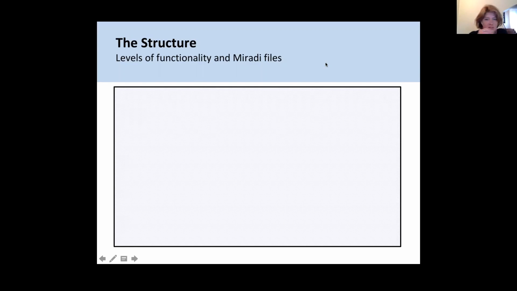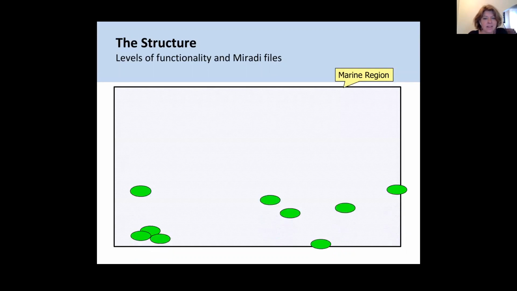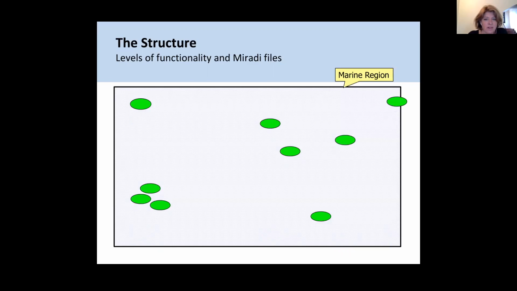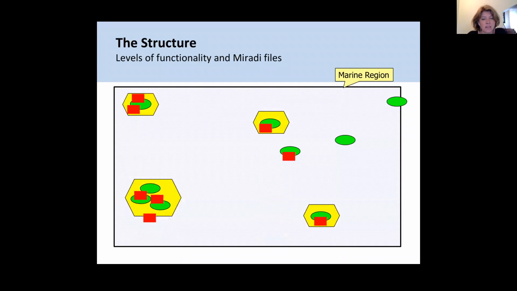Yes, the big rectangle symbolizes the entire marine region, so Västerhavet. And in Västerhavet, there are obviously different conservation targets symbolized by these green ovals. These conservation targets are in places impacted by direct threats, symbolized by these red boxes. In this marine region, some of these areas and the conservation targets within them are designated as marine protected areas.